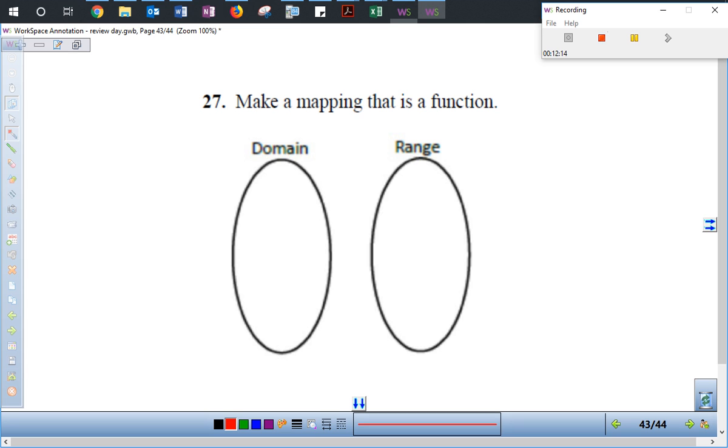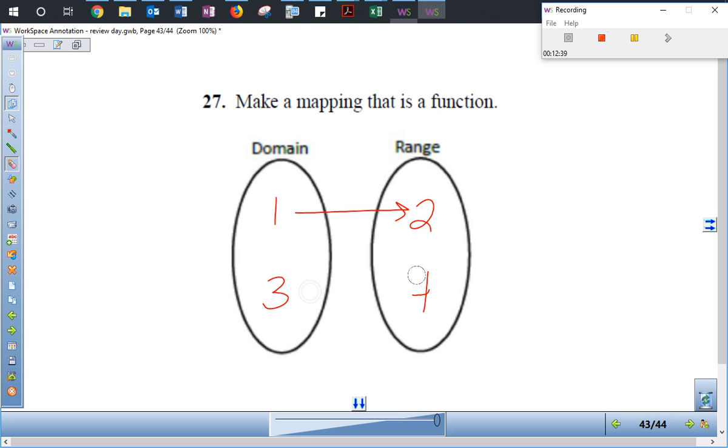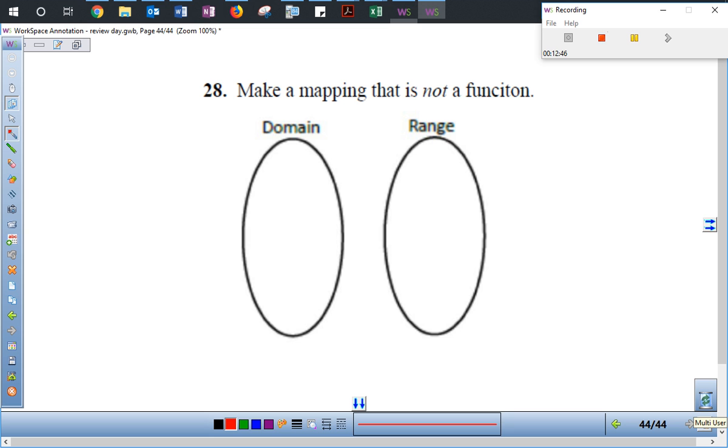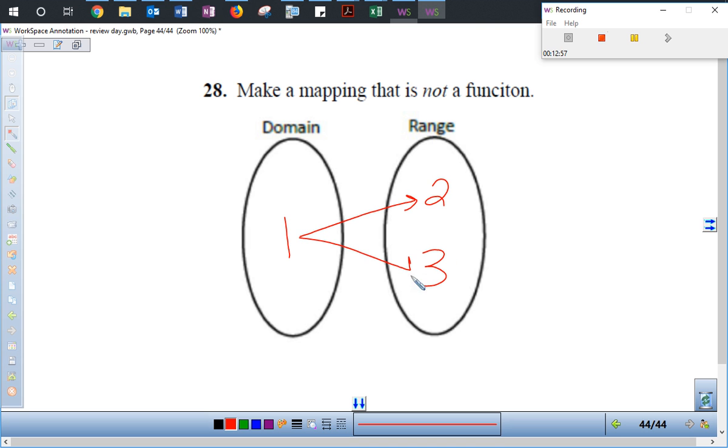Now all of these could be different because you can use however many or however few numbers you want. For me, I just was very simple. And I had 2 domain, 2 range, and I made sure that each domain only had 1 arrow coming off of it. You could have also said that, well, I only have 1 range, and as long as 1 arrow was coming off of each domain, that works. Now on 28, make a mapping that is not a function. What's important on this one is that in your domain, you just have to have 2 arrows coming out of 1 number. So as long as you have 1 number in the domain that has 2 arrows coming off of it, you have something that is not a function.